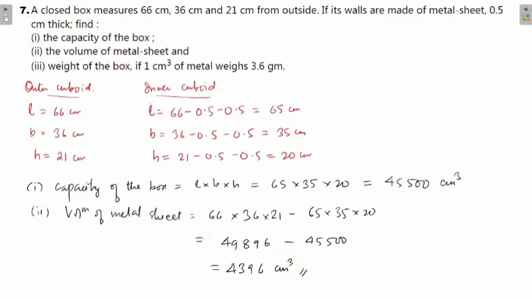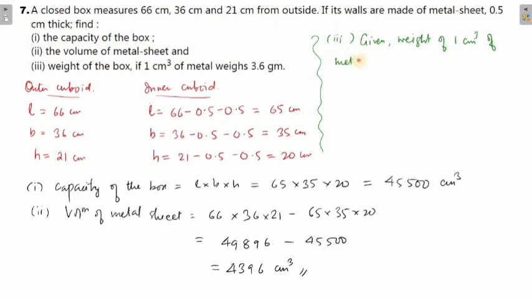We are left with the last part, number 3. In number 3, you have to find the weight of the box if 1 centimeter cube of metal weighs this much. So the weight given is the weight of 1 centimeter cube of metal.